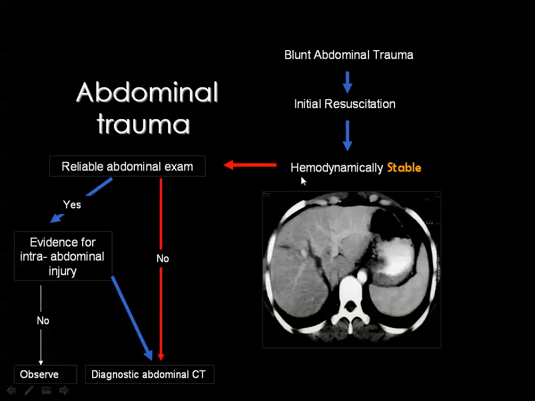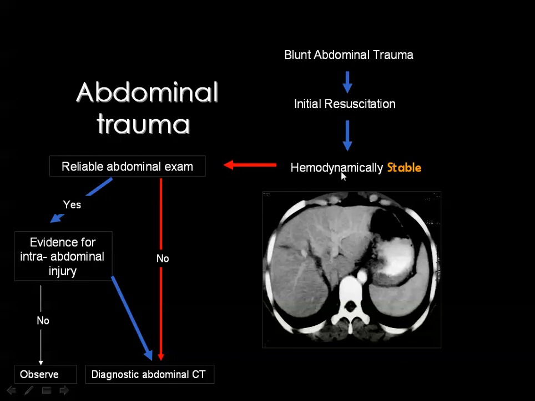If the patient is hemodynamically stable, and you are able to do a reliable abdominal examination, then by this examination you can detect evidence of an intra-abdominal injury. If there is no evidence on reliable abdominal examination, then the patient is put under observation. But if there is evidence of abdominal injury on a reliable abdominal examination, then the next step will be to do a diagnostic abdominal CT scan.